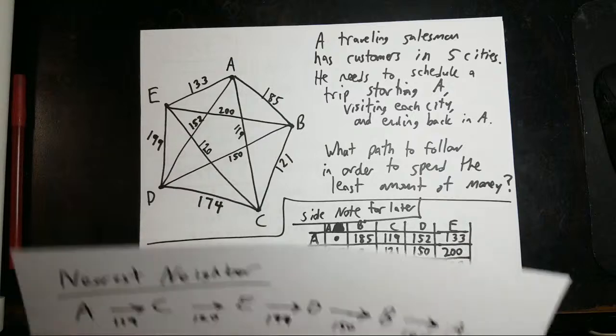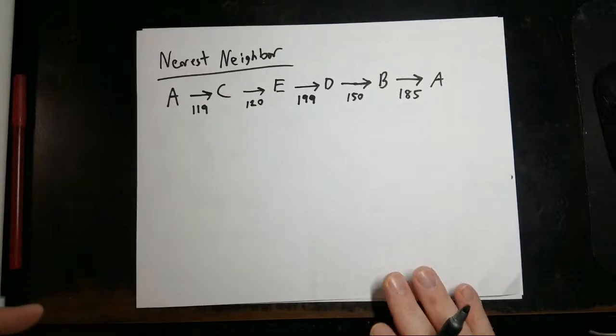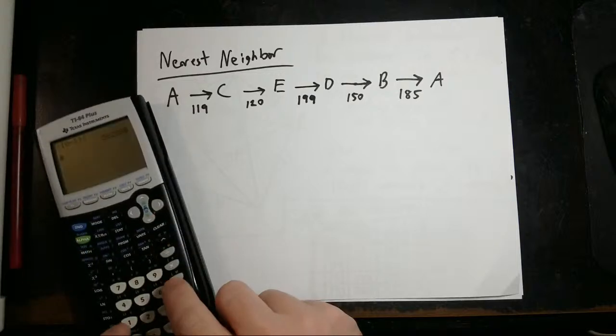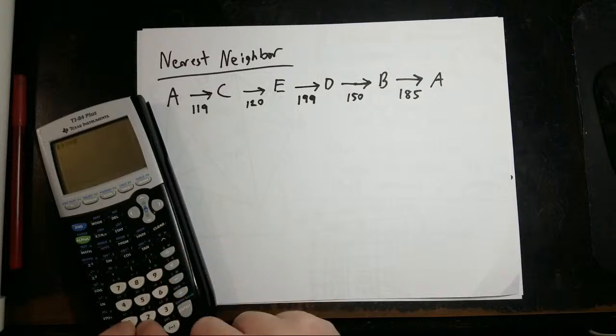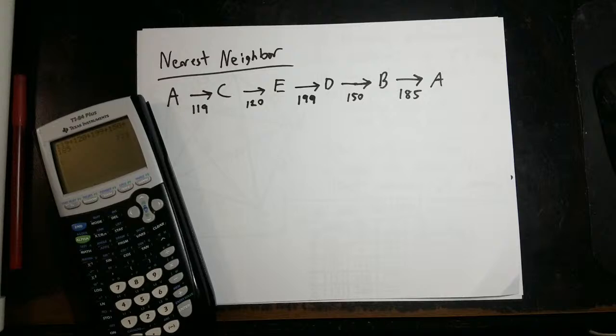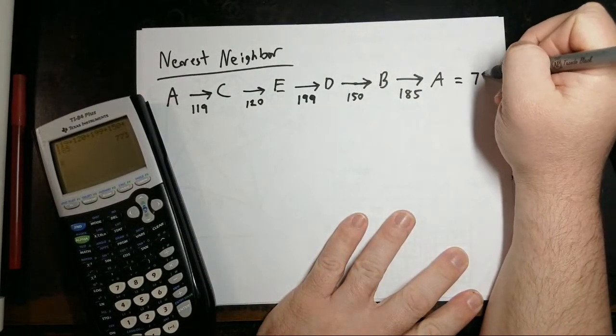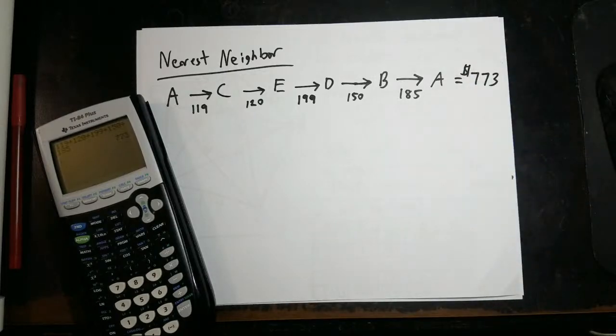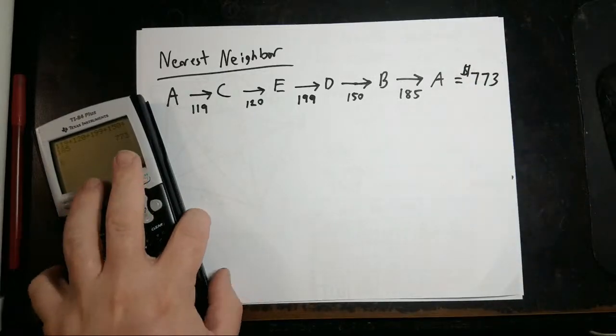Here's what that would look like. For nearest neighbor, I had to go AC for the cheapest connection. I can't go backwards. I have to go to E, I have to go to D, I have to go to B, and then I have to end up at A. Altogether, that would cost me $773.